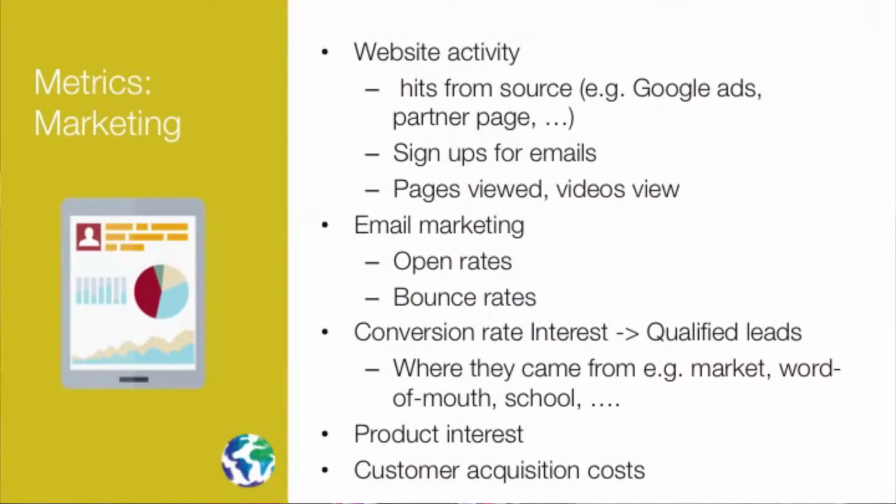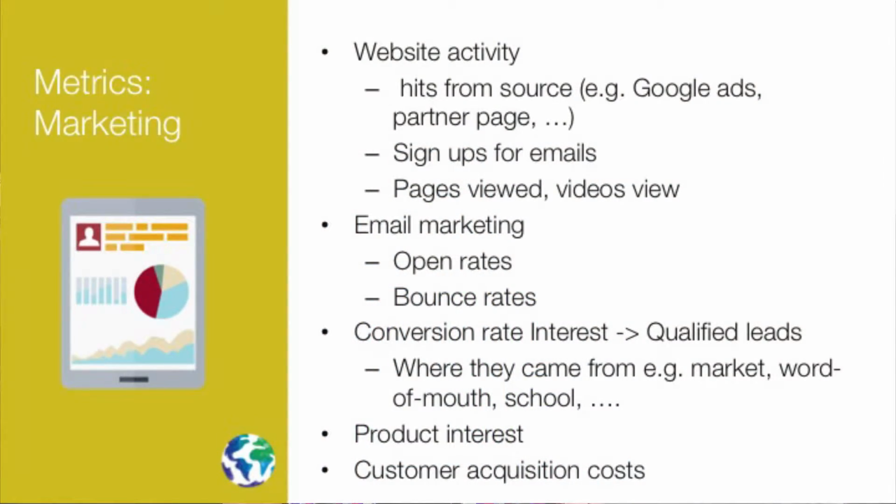Module 4.4 is on your sales and marketing metrics. From a marketing point of view, what are some of the metrics that you should be thinking about? Well, of course, your website. You should be looking at your website activity and the source of where these people showing up at your front doorstep are coming from. Is it Google Ads, from partner pages? What's driving that activity? If you're asking them to sign up for your emails, for instance, are they doing that? Those are all things that you should be looking at from your website perspective.